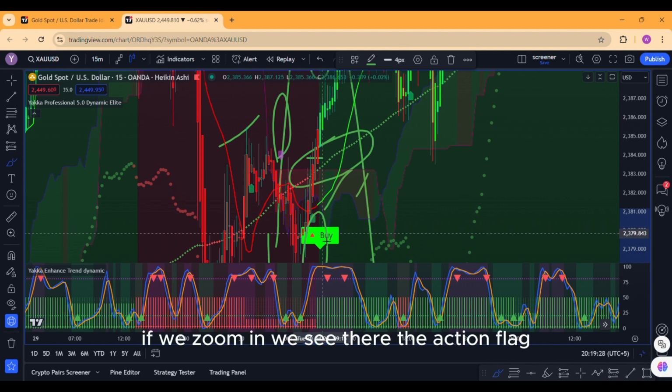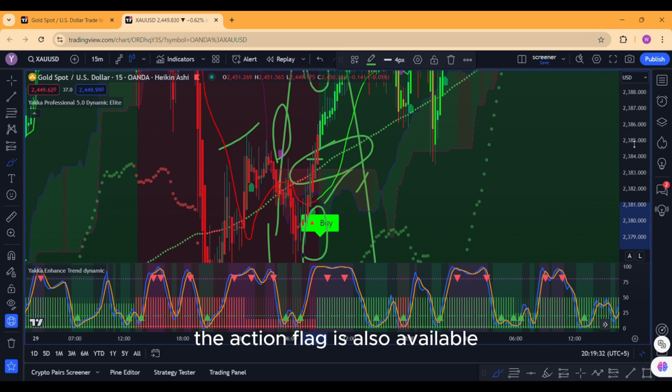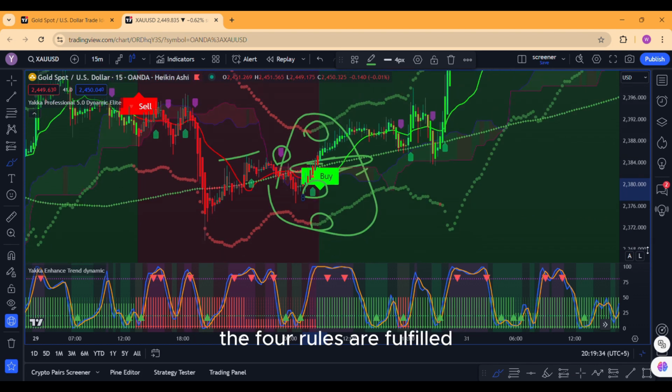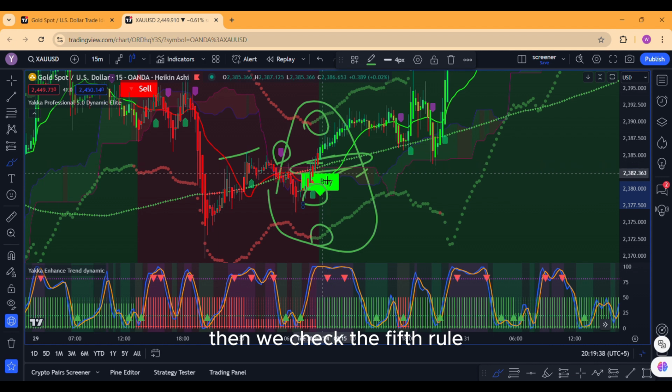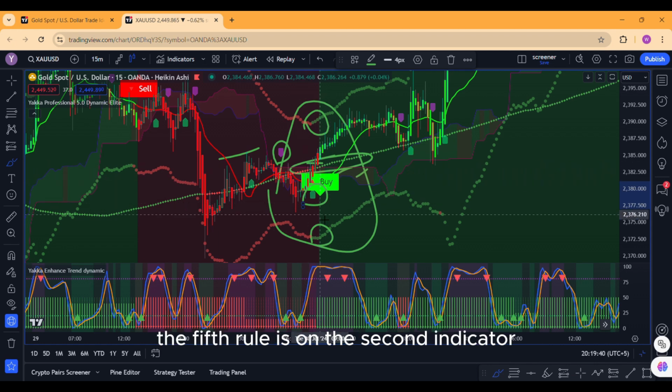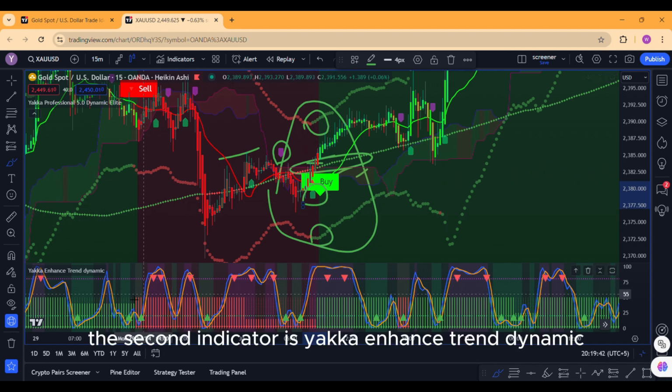If we zoom in, we see the action flag there. The action flag is also available. The 4 rules are fulfilled. Then we check the 5th rule. The 5th rule is on the second indicator. The second indicator is Yakka Enhanced Trend Dynamic.